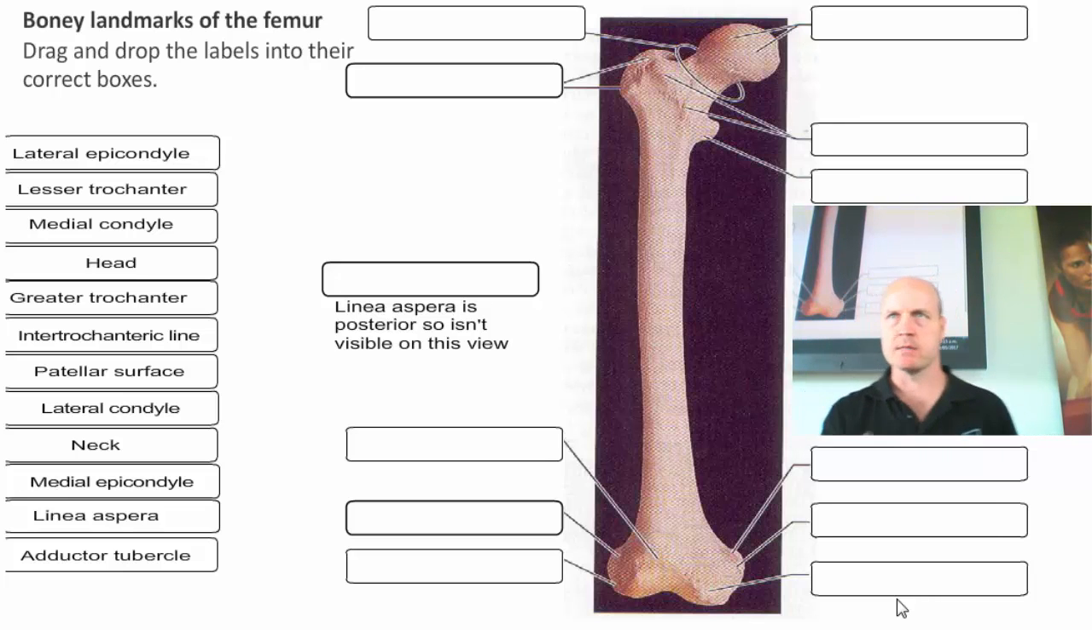Alright, the femur. The femur is the longest bone in our body, and when I look at it, the way I know which way is medial and lateral is I look at the head. So at the top here, this is the head of the femur. Let's label that.